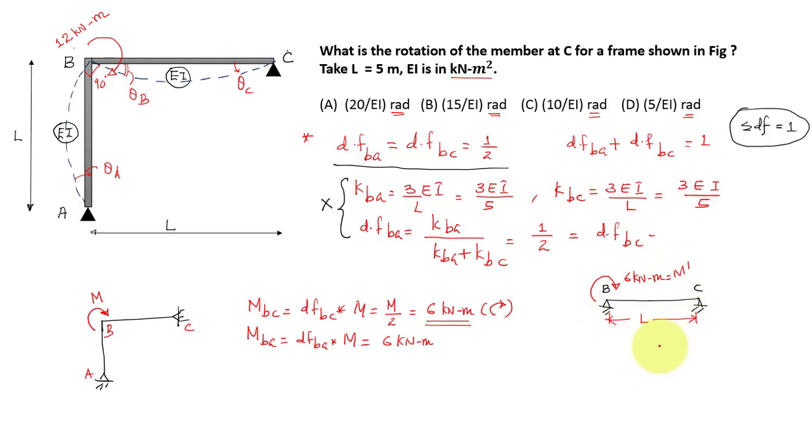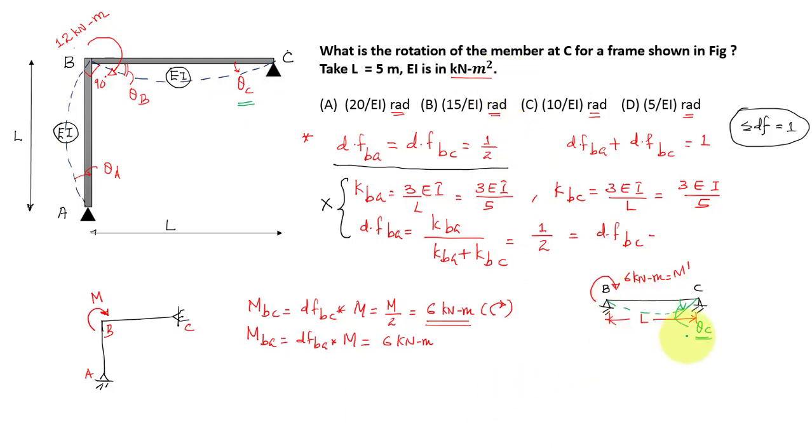So now our question from this frame has reduced to a beam problem. You can take it as a simply supported beam. No matter this, you can take it as simply supported. You just apply the moment MBC. So this will deflect like this. You just find out the value of rotation theta C in this beam. That will be your answer, which is asked in the question.